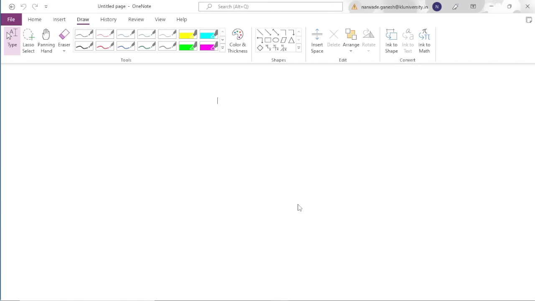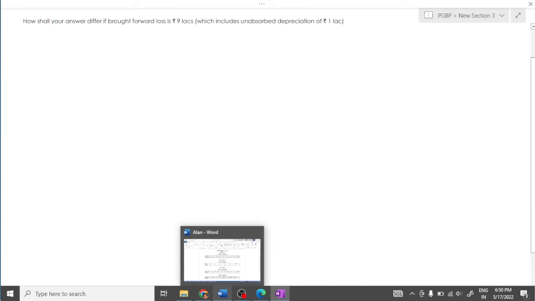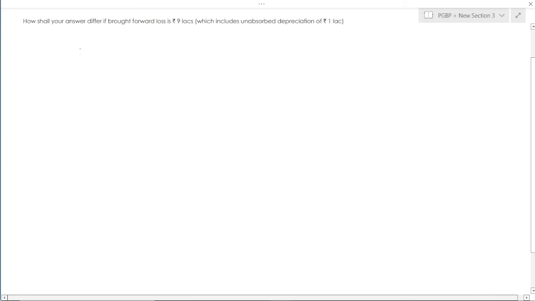Now let us take up this problem. Now this problem is an extension of the earlier problem, Uttar and Dakshin's problem only. Same problem, but the only difference is that the brought forward business loss is 9 lakhs in this case and the unabsorbed depreciation is 1 lakh. Other than this part, everything will be taken from the old question only. Just now we practiced the same.